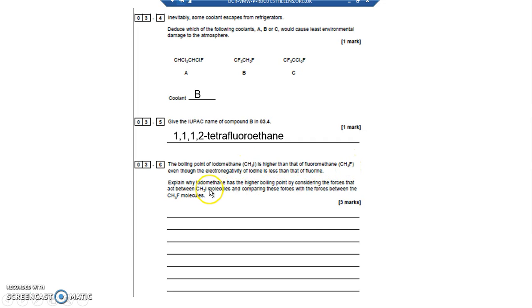And then why CH3I molecules have a higher boiling point, it must be that the van der Waals forces provide a greater attraction, are stronger than the dipole-dipole attractions.